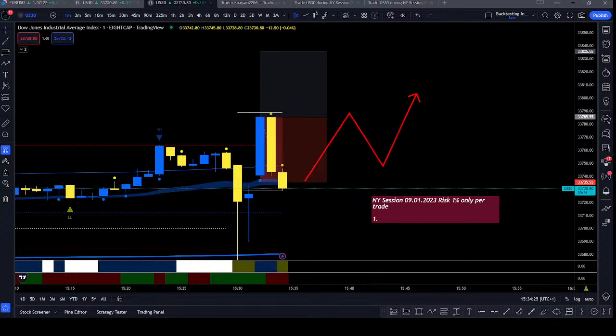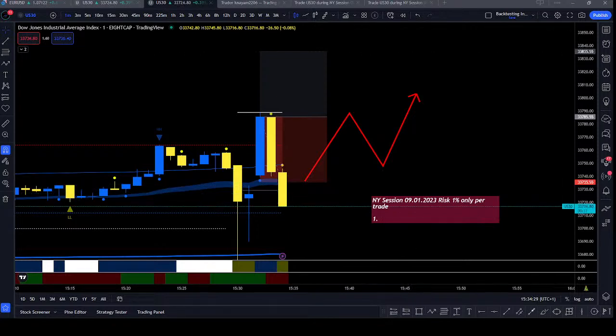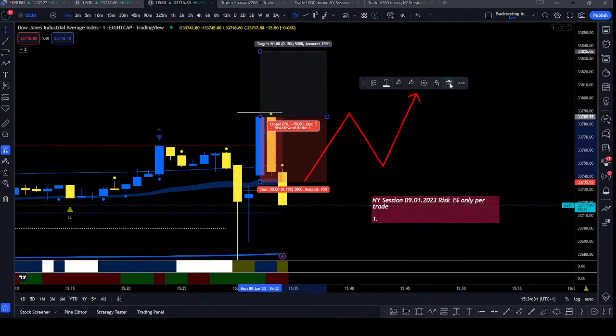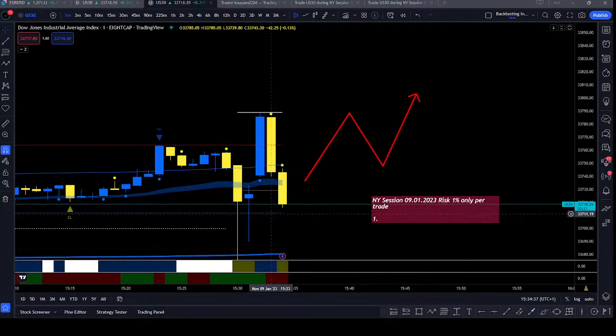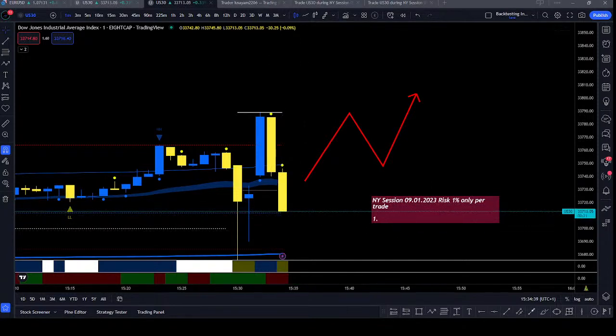For those wondering, I am using my DOM, using 1% of my capital on the trades. So I have already set everything over here. You can see I'm risking, my trades are going to be for 30 points, and the lot size is 33.34, and the take profit level is also 30 points.